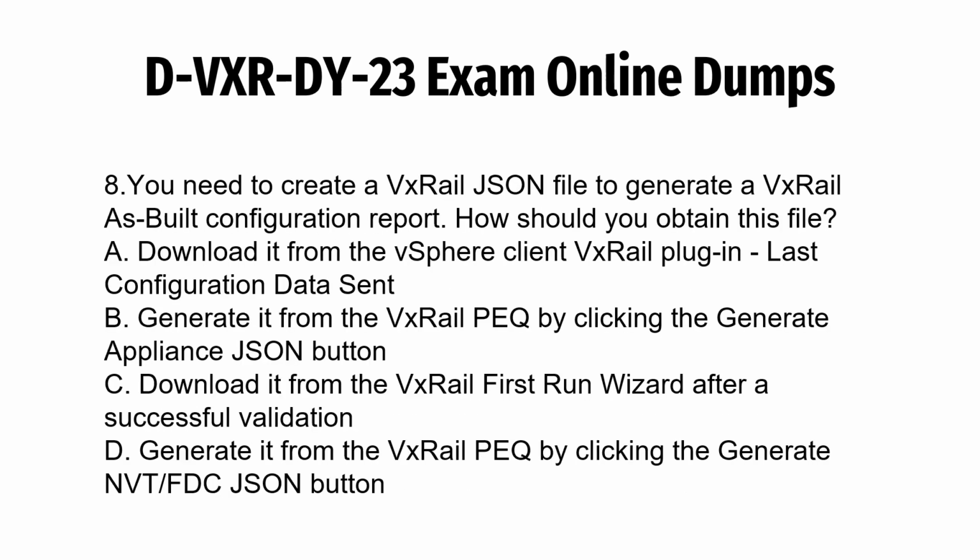8. You need to create a VxRail JSON file to generate a VxRail as-built configuration report. How should you obtain this file? A. Download it from the vSphere client VxRail plugin, last configuration data sent. B. Generate it from the VxRail PEQ by clicking the Generate Appliance JSON button. C. Download it from the VxRail First Run wizard after a successful validation. D. Generate it from the VxRail PEQ by clicking the Generate NVT FDC JSON button.